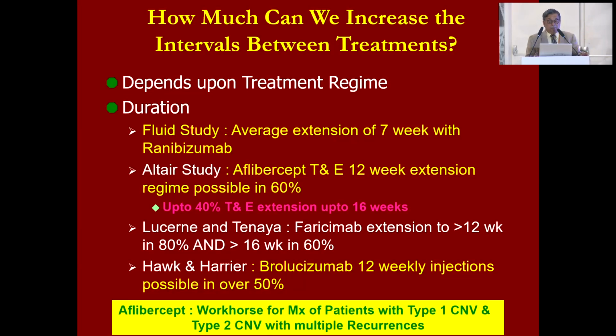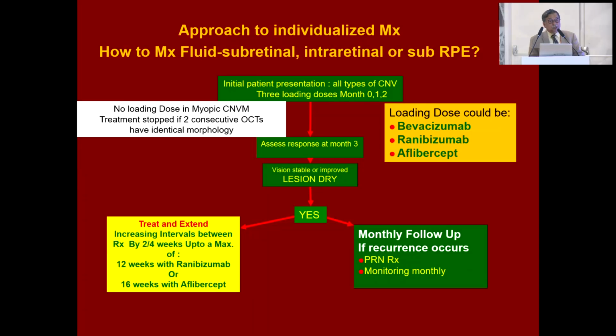With faricimab, you can extend to more than 12 weeks in 80% and to 16 weeks in 60%. So it's higher than that, but it's a much more expensive drug. And brolucizumab also can reach 12 weekly injections in over 50% of patients. As of today, aflibercept is my workhorse for patients with type 1 CNVM or type 2 CNVM who have multiple recurrences. Now, what is the algorithm I follow for management?